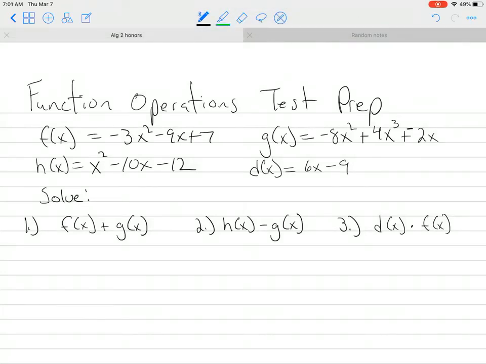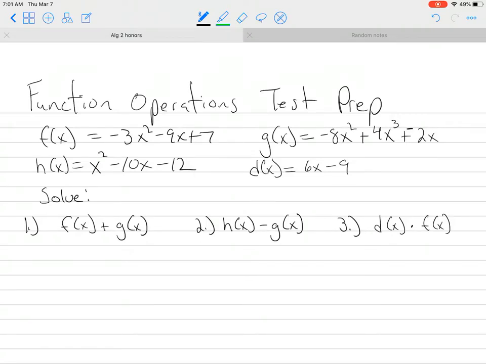All right, I'm gonna do some prep for our functions operations test that we have next class tomorrow, Friday. I'm doing this at like 7 in the morning on Thursday. I'm about to post this bad boy. So copy these down. You could pause it right now. Copy f of x, g of x, h of x, and d of x down.